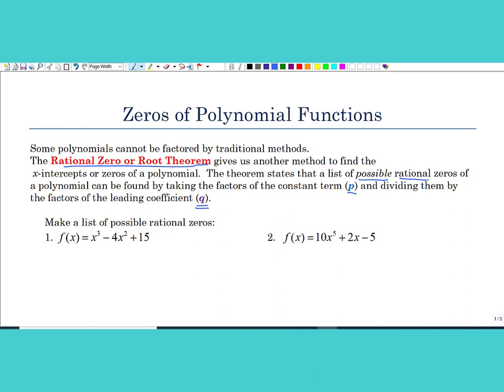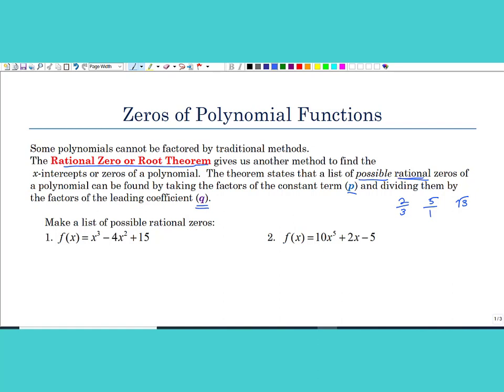Remember, a rational number is the ratio of two integers. In other words, a fraction. So even a whole number 5 can be expressed as the ratio of two integers. 5 over 1 is 5. What's an irrational number? It's like the square root of 3. It is a real number, but cannot be expressed as the ratio of two integers. So this theorem gives us a list of possible rational zeros.